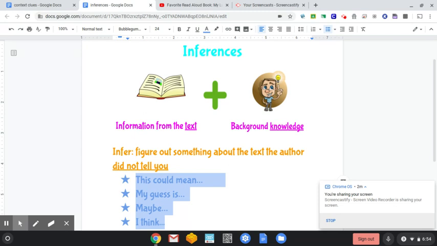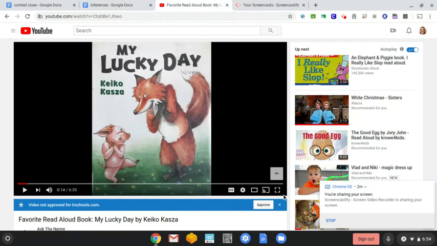I have a story called My Lucky Day. I'm going to flip over to the other tab. We're going to read it, and we're going to stop and make some inferences based on information we've gotten from the pictures and the text, and also information that we grew up with. Are you guys ready? I hope you like this story because I actually love it.